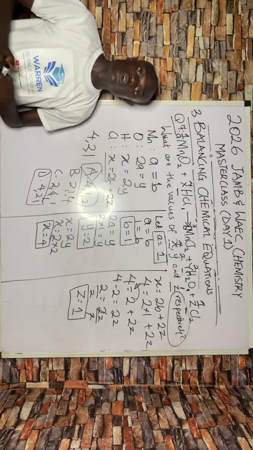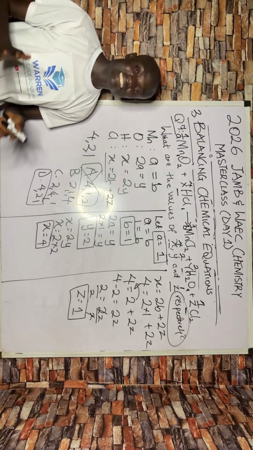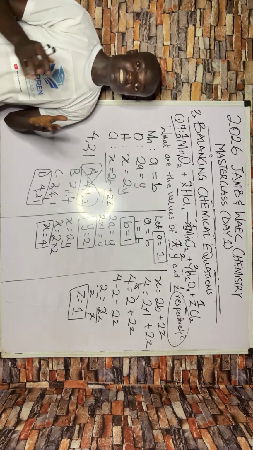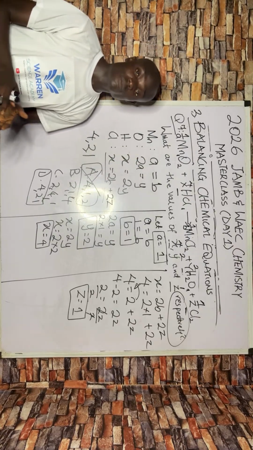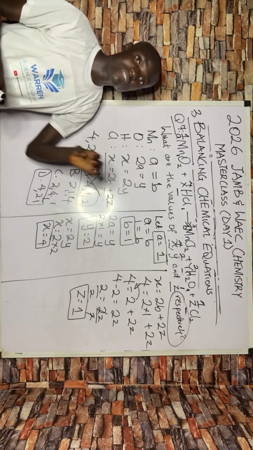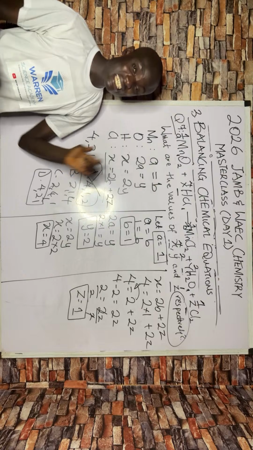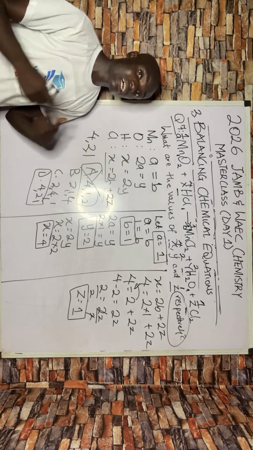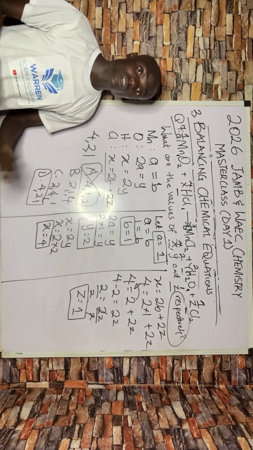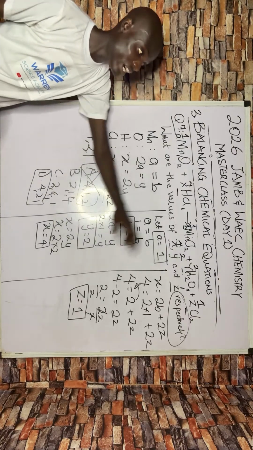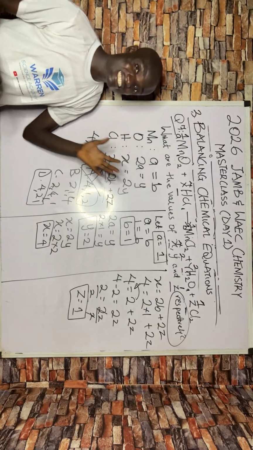So viewers, I hope you enjoyed this video lesson and you learned a lot, all the way from the determination of empirical and molecular formula. Here we said the empirical formula is the simplest formula and the molecular formula is the true formula. Then we looked at the steps for calculating empirical and molecular formula, and then how to calculate molar mass and molecular mass. Lastly, we looked at a series of steps for balancing chemical equations.